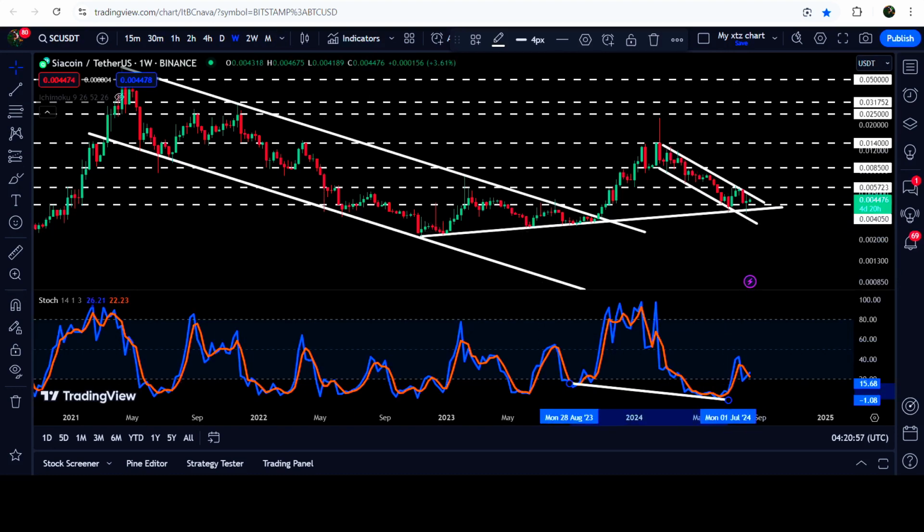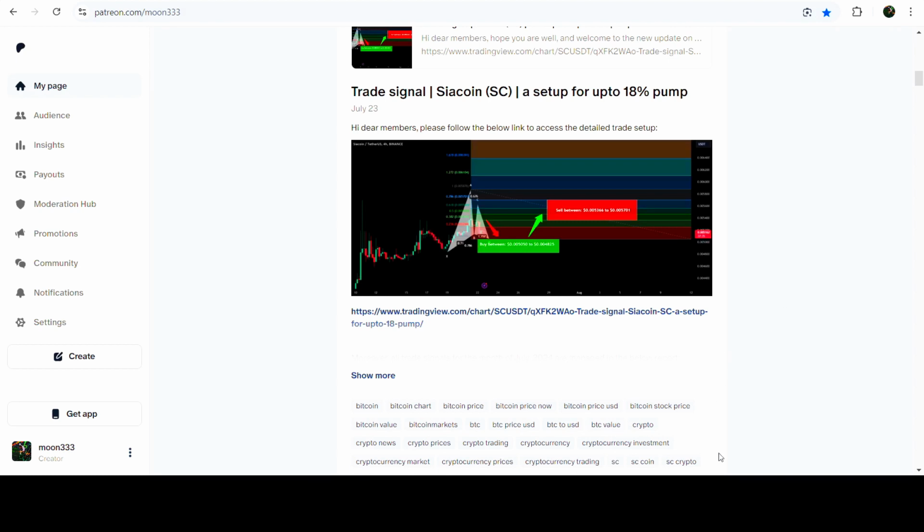And I would also like to share with you my most recent trade signal for Siacoin. And this move produced almost 15% pump.